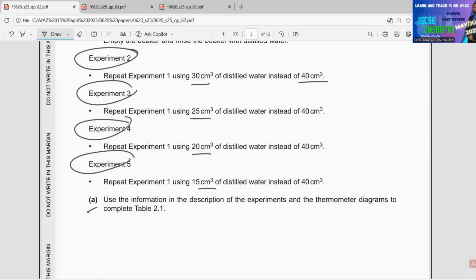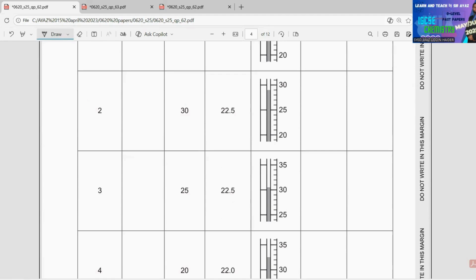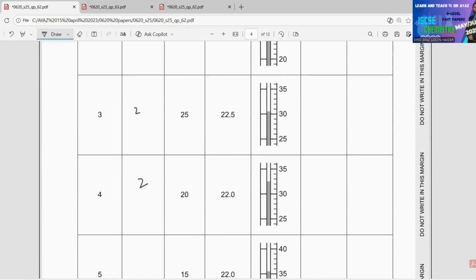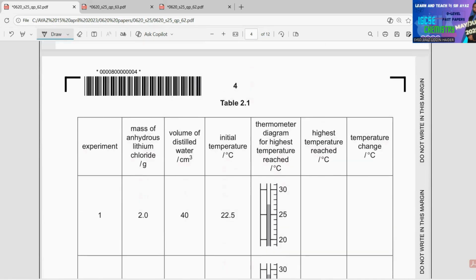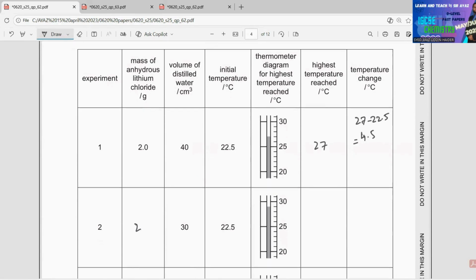A. Use the information in the description of the experiments and the thermometer diagrams to complete table 2.1. So here's table 2.1. In all the experiments, they have used 2 grams of lithium chloride. So straight away, you'll write 2 in all these, experiment 2, experiment 3, experiment 4, as well as experiment 5. Now for experiment 1, the highest temperature reached is 27. In order to find the temperature change, you need to subtract 22.5 from 27. 27 minus 22.5, what will you get? You will get 4.5.